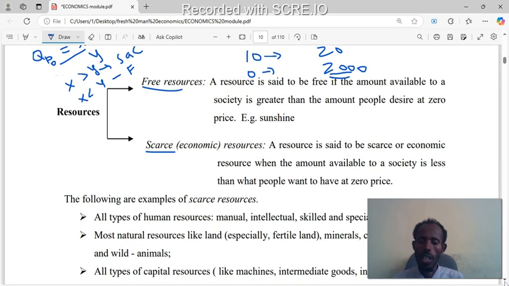Fakkeenyaaf human resource, manual, intellectual skill or specialized labor. Such types of resources are scarce resources or economic resources. Fakkeenyaaf fertile land, if the price of fertile land is zero then everybody wants this fertile land. But this fertile land is not balanced with the zero price. The people want it at zero price. Minerals, clean water, forest, wild animal, all these are types of scarce resource.